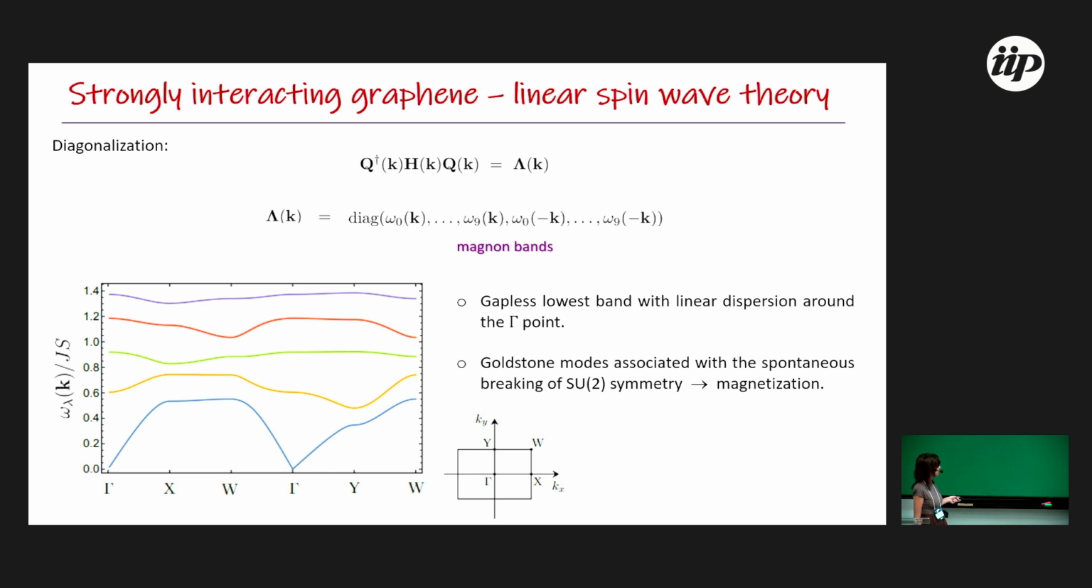Then you diagonalize this matrix and you get these magnon bands, which for this material will look like this. The point I just want to comment on is that this lowest band is gapless at the gamma point, which points towards the existence of Goldstone modes, zero-mass Goldstone modes, which are associated with breaking SU(2) symmetry, and therefore with spontaneous magnetization. So this just confirms what we have already obtained from mean field theory, but now in the opposite regime of electron-electron interactions.